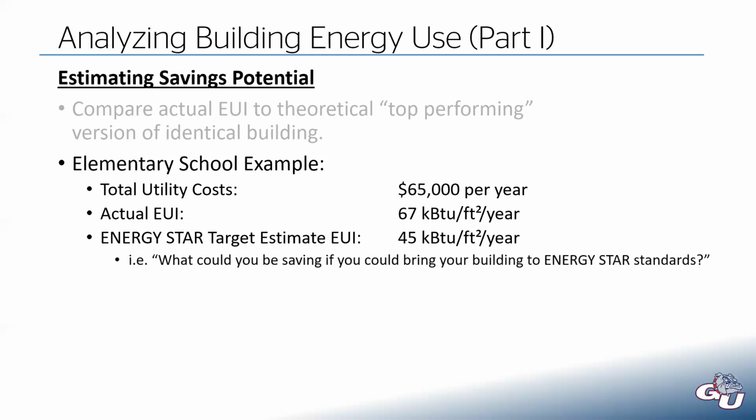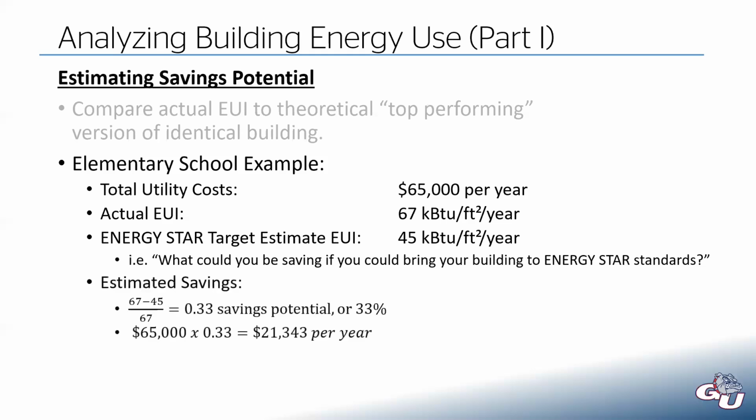To put it into another phrase, what could you be saving if you could bring your building to that Energy Star standard? So to estimate those savings, you just need to look at the delta of the EUI. How much are you going to save? In this case, if you can go from 67 to 45, that is about a 33% savings potential. Well, if you think they can save 33% and you apply that to what they're spending today, 65,000, that comes out to about $21,000 a year.